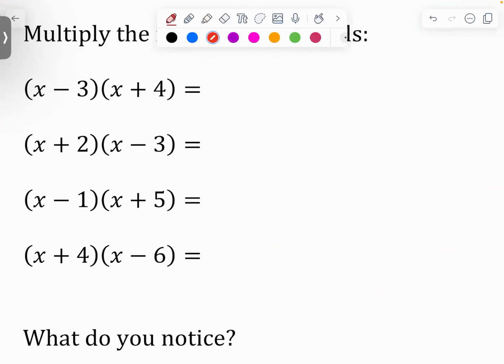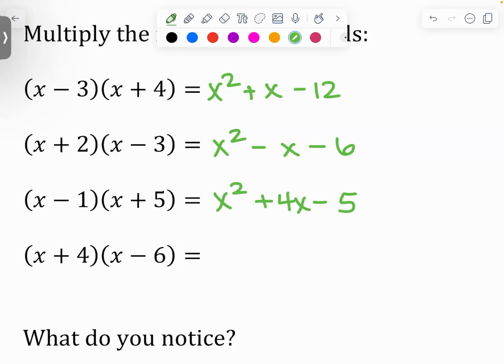Okay, so here we get x squared plus x minus 12. Here we get x squared minus x minus 6. Here we get x squared plus 4x minus 5. And here you should have gotten x squared minus 2x minus 24. Thank you. Thank you, Kinley.